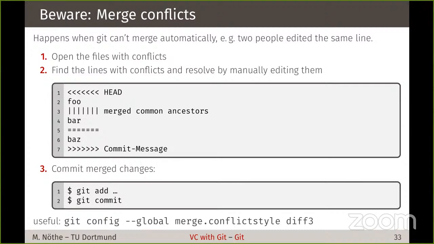Okay. And if you also want to have this three-way comparison for the merge conflicts, by default, you will only get the current version in the one branch and the current version in the other branch. I would also highly recommend to you to run this command here that you want to have this diff3 conflict style where you also have the last version that was there.